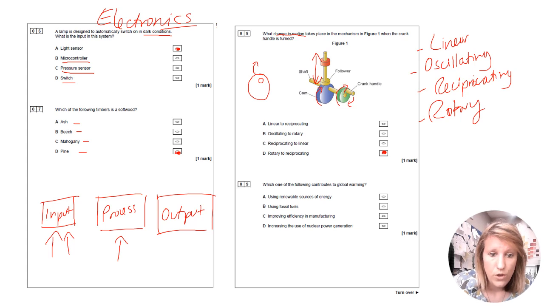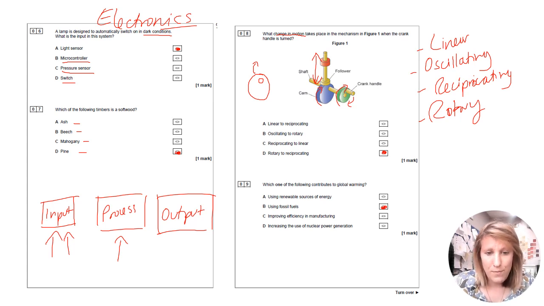Okay. Which one of the following contributes to global warming? Very basic question. Could be science, could get it from geography, could get it from all sorts. So using renewable sources of energy, no. Using fossil fuels, duh. So that's the answer. Improving efficiency in manufacturing, no.